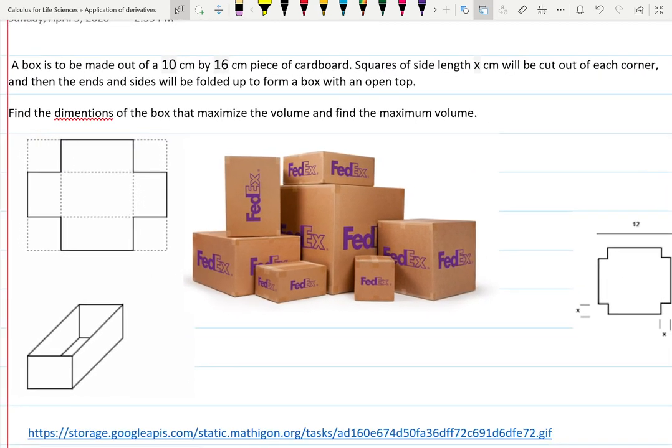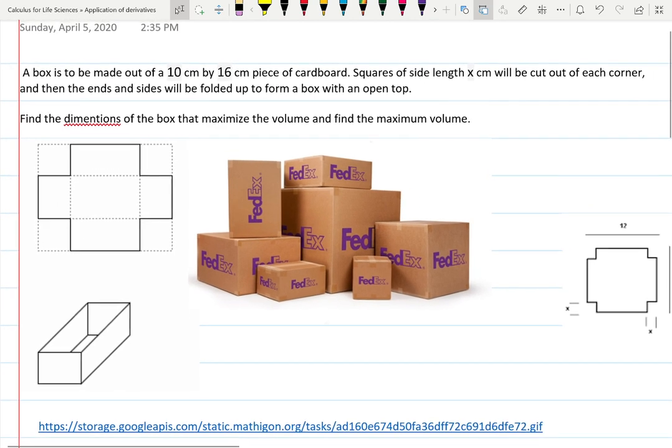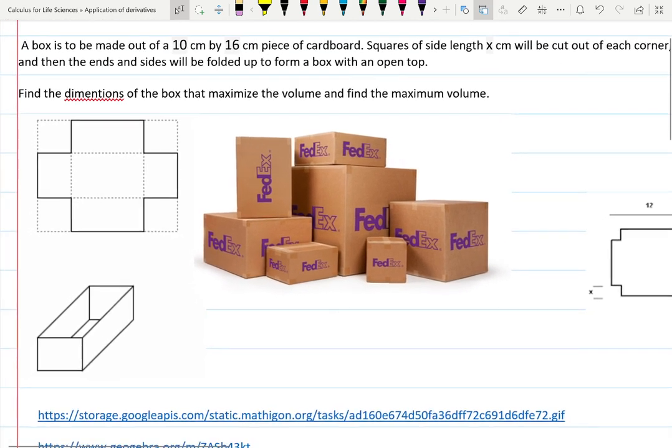A box is made out of a 10 centimeters by 16 centimeters piece of cardboard. Squares of side length X centimeters will be cut out of each corner, and then the ends and the sides will be folded to create a box with no lid. So it's open top. Find the dimensions of the box that maximize the volume, and find the maximum volume.